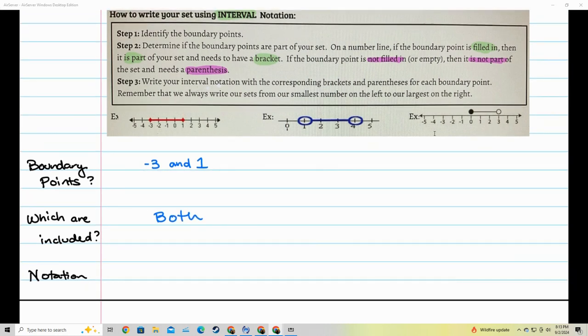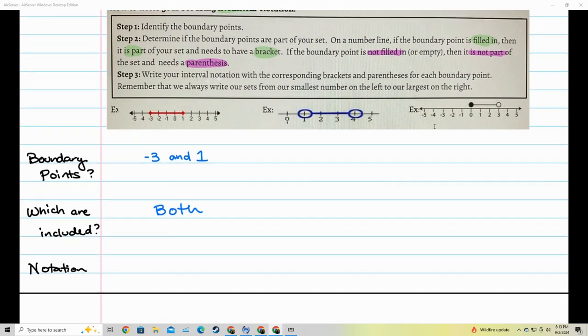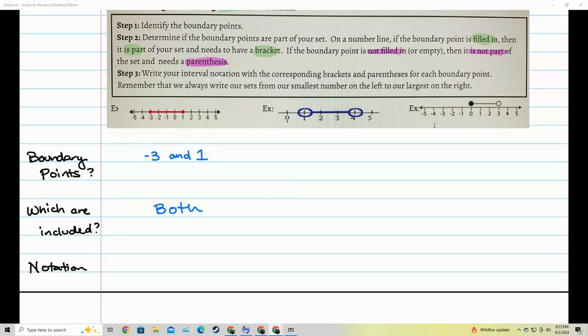And then lastly, we're going to use our notation. Okay, so here's where it changes a little bit. You're going to write your boundary points just like before. We're going to write -3. You're going to write 1. Here's the difference. Even though we are talking about the x's in between those two numbers, we are not going to write the x in between during the notation. We're just going to put a comma.